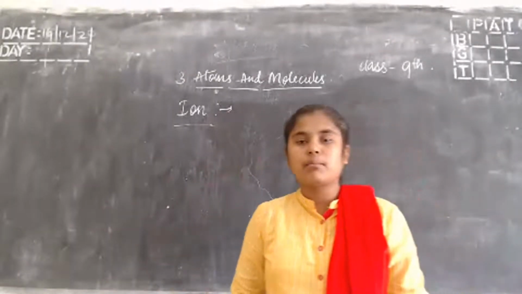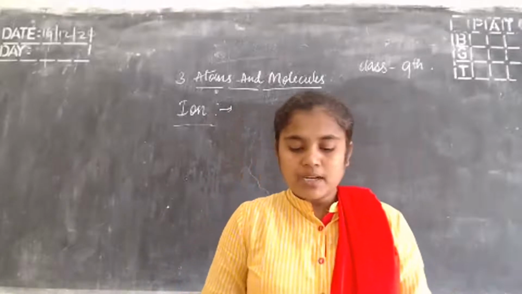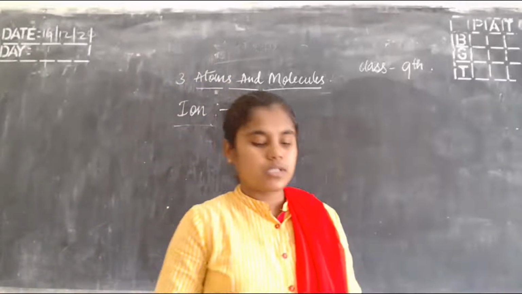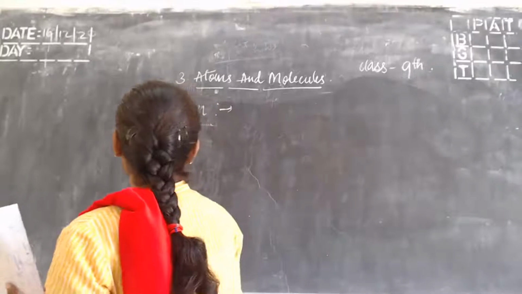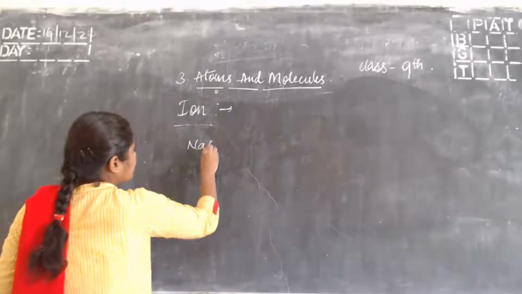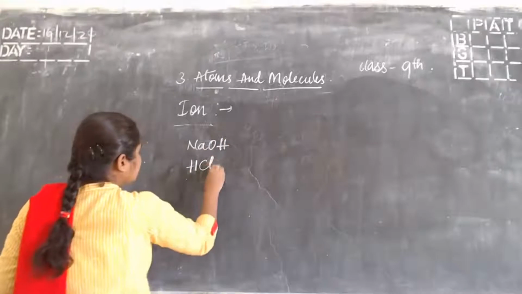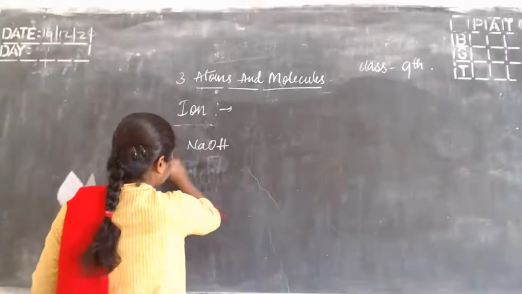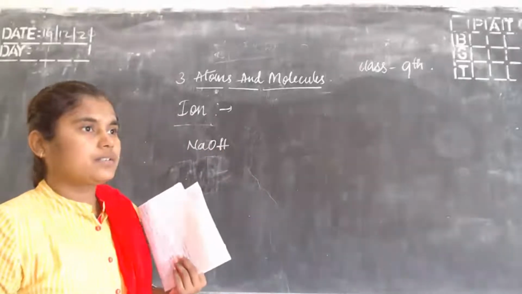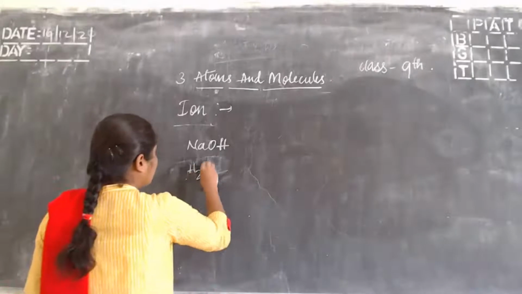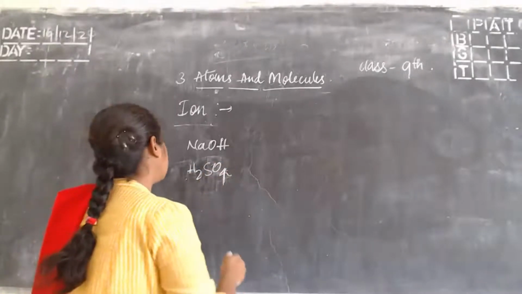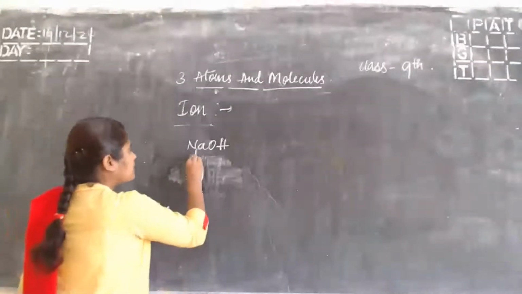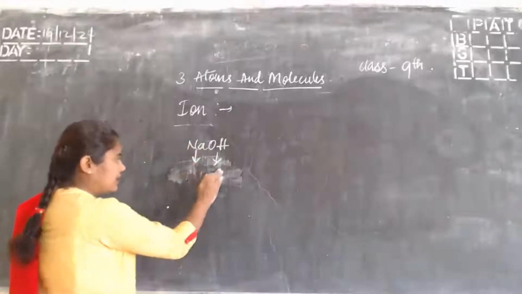Compounds that are composed of metals and non-metals contain charged species. These charges are called ions. If you take an example like NaOH, you can see that it has a metal and a non-metal.